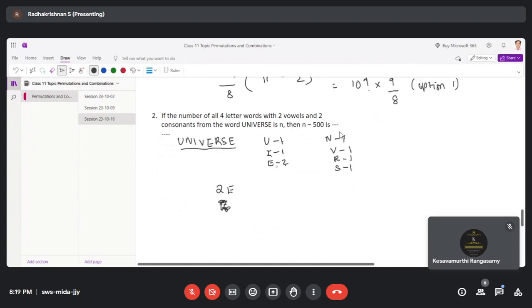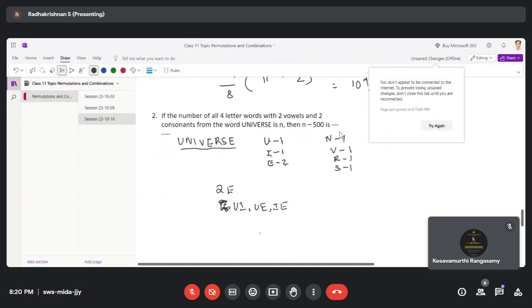We are not having 2 E's. Okay, so those combinations are UI, UE, and IE. So there are 3 combinations. I'll write them: UI, UE, IE. Okay. So this I'll write as EE too. So we can select the vowels in these 4 ways only. So in one combination there are going to be 2 E's. In the other 3 combinations it's going to be UI, UE, and IE.